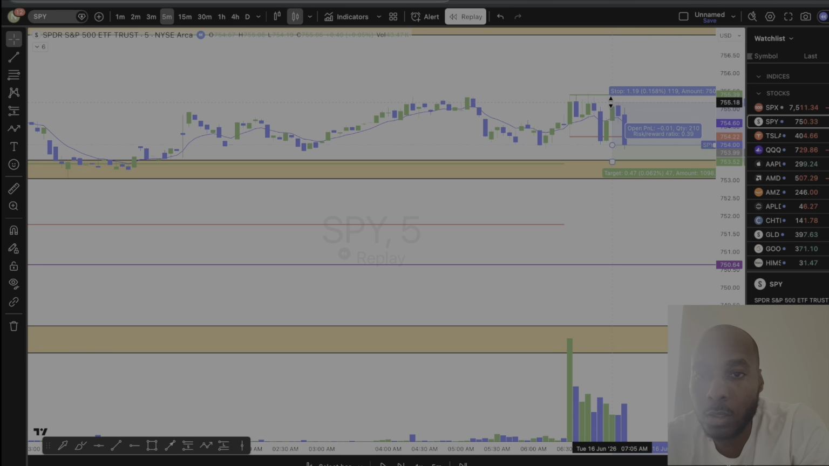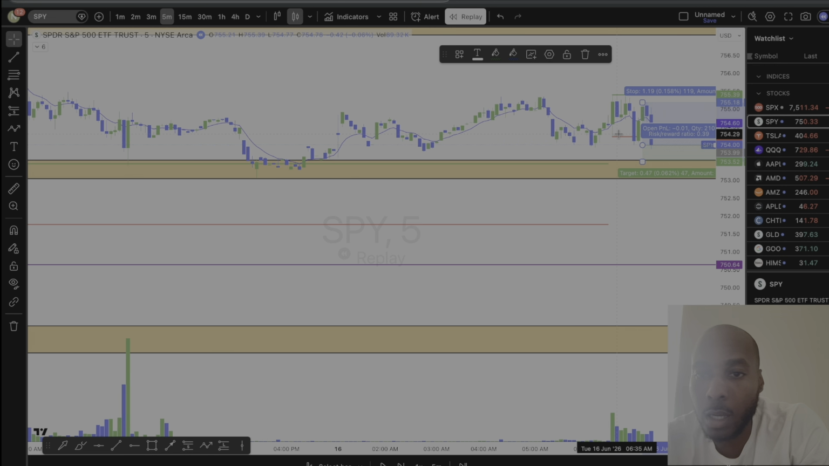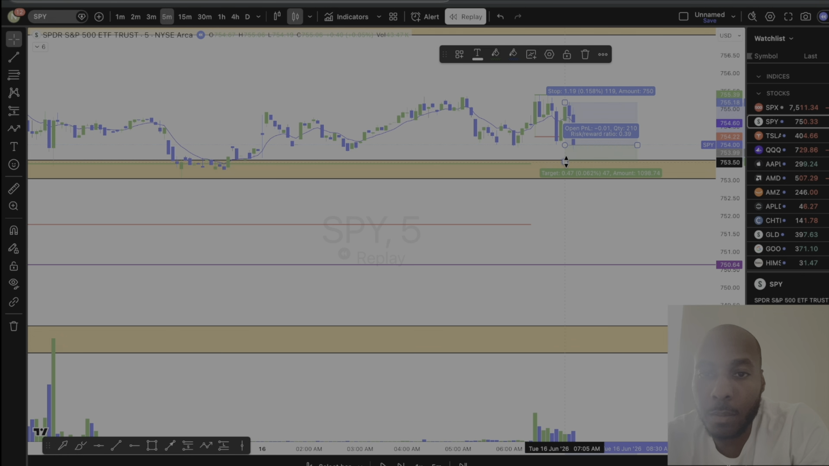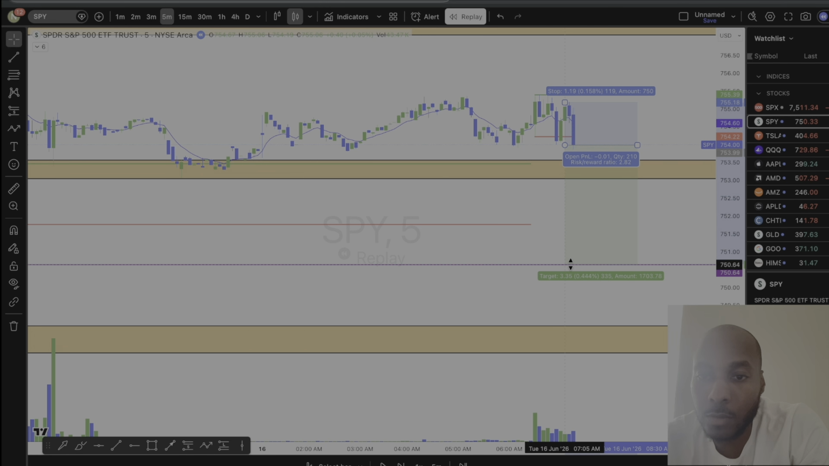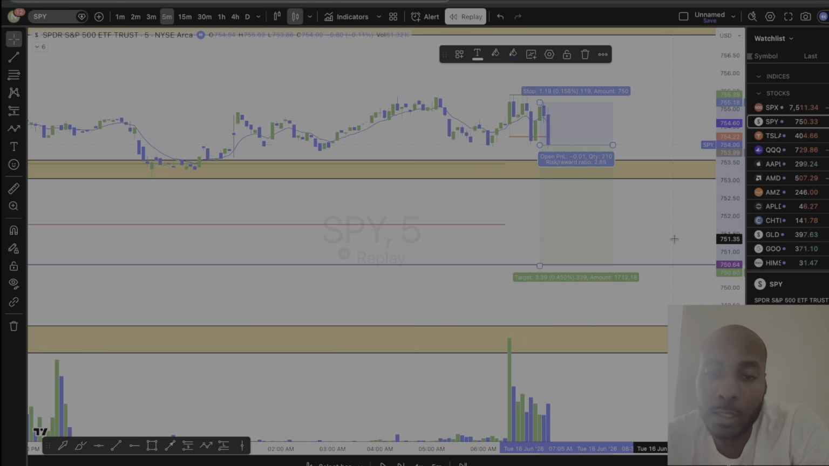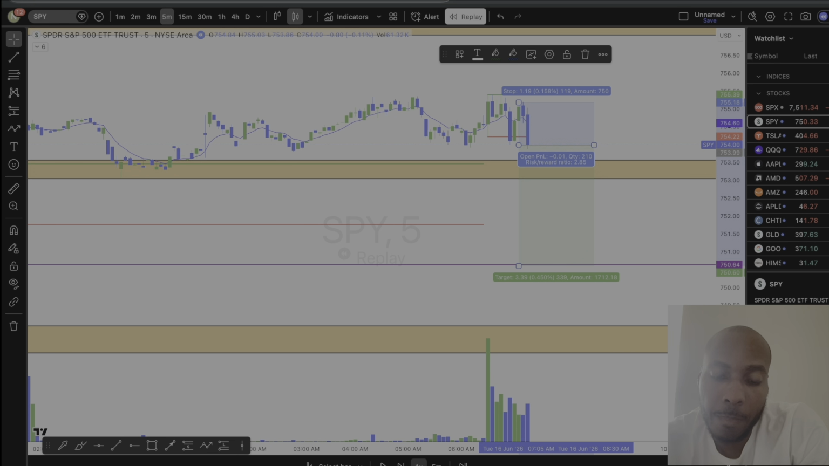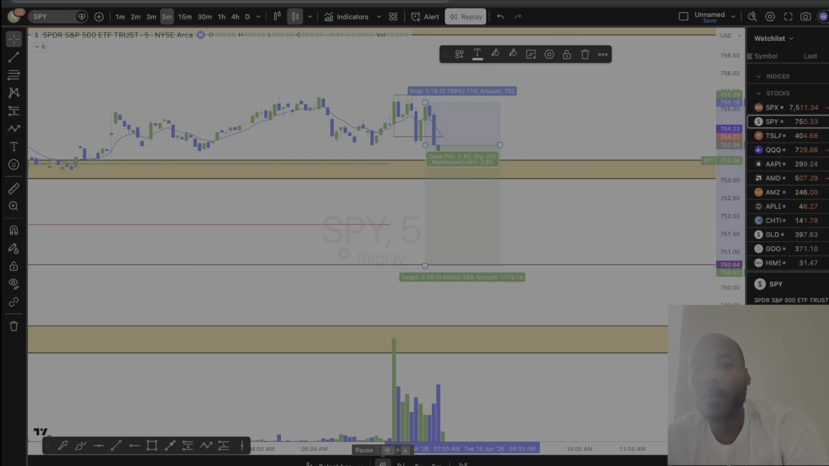I set my stop loss just above there, that swing high, and then my target is going to be here. If it breaks that level, then I'm looking for 760.64. I'm going to fast forward because I don't want to sit here and wait all day with you and drag the video out. But let's see what happens.